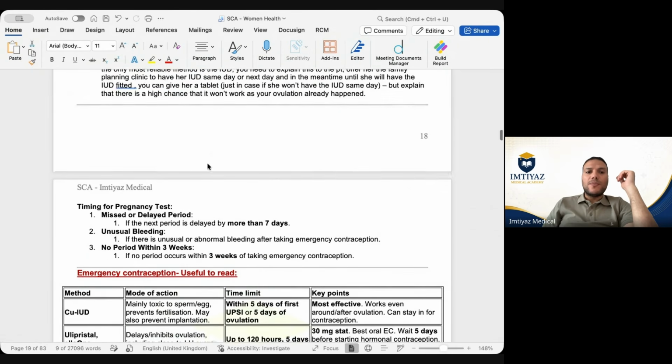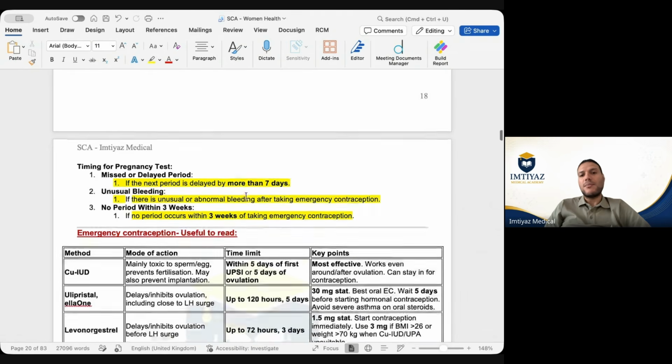Pregnancy test. If your next period is delayed by more than 7 days, please do a pregnancy test. Or if there is unusual or abnormal bleeding after taking the emergency contraception, please do a pregnancy test. Or if no period occurs within 3 weeks of taking emergency contraception, again, do a pregnancy test. All of this is very important to tell her, so she knows when she should do a pregnancy test.